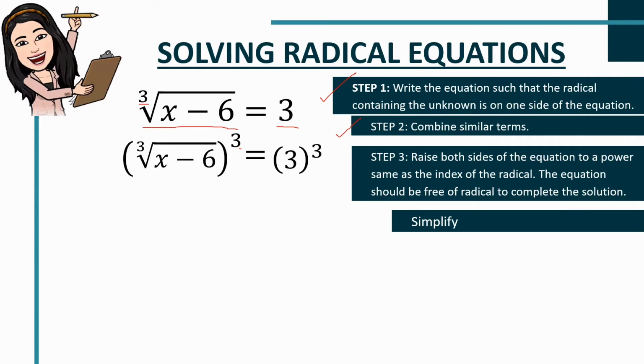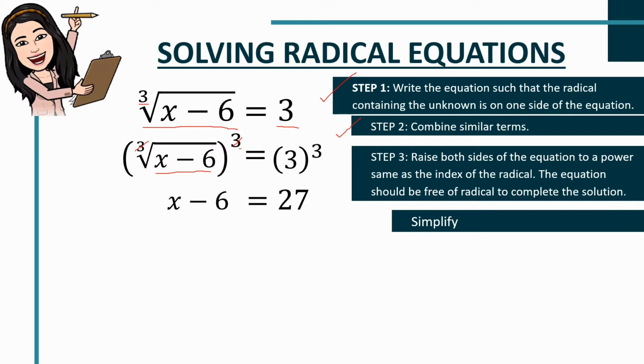In simplifying, we will just get the cube root of x minus 6 raised to the power of 3. So again, we can cancel it again, itong root natin. So therefore, ang matitira na lamang ay yung ating radical. So that would be x minus 6. Maliwanag? Ang cube root po ng x minus 6 raised to the power of 3 is equal to x minus 6.